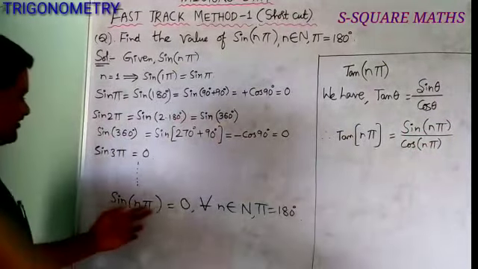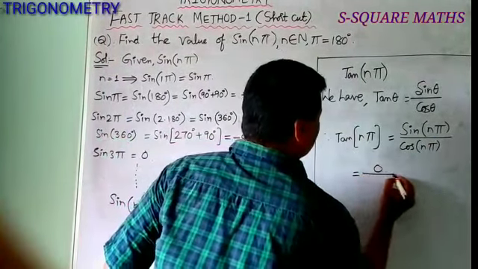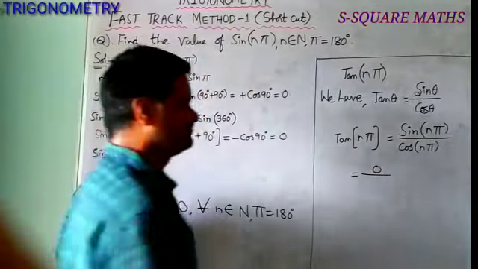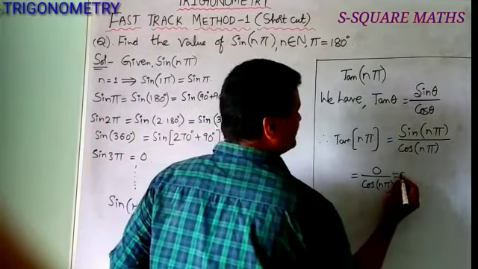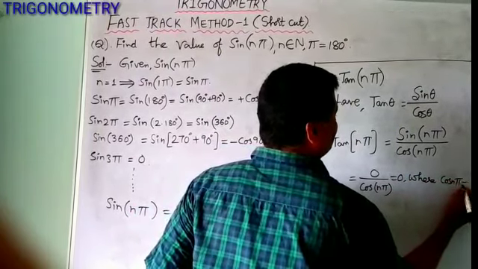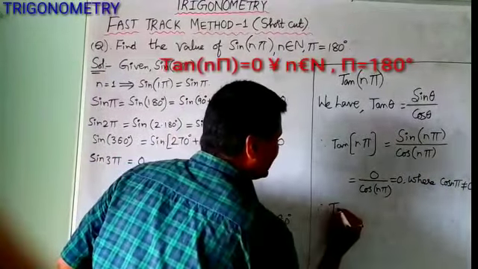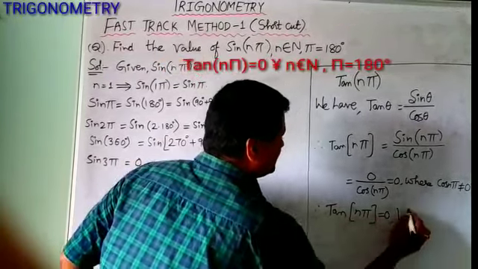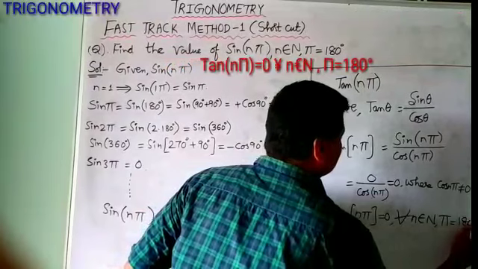Already we got sine of n pi is 0 for whatever natural number we consider. So it is 0 by cos of n pi, and cos of n pi cannot be 0 for any natural number we consider. So again we can generalize here: therefore tan n pi is always 0 for every natural number, and pi is equal to 180 degrees.